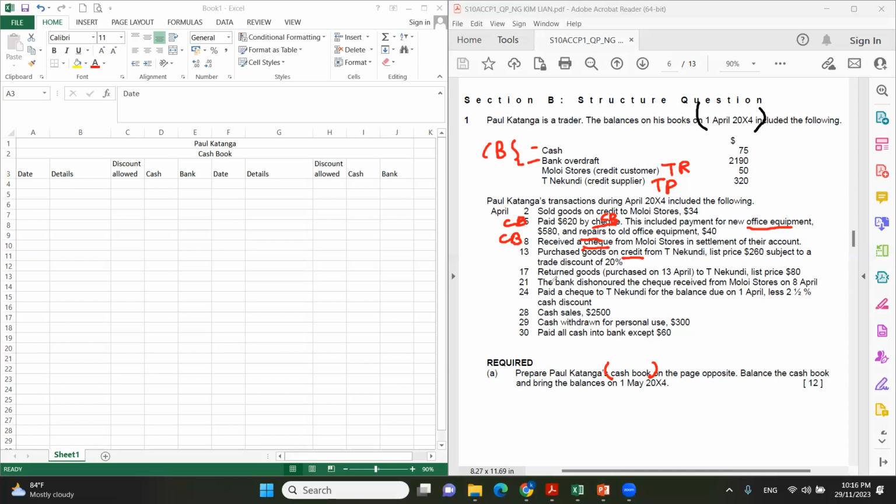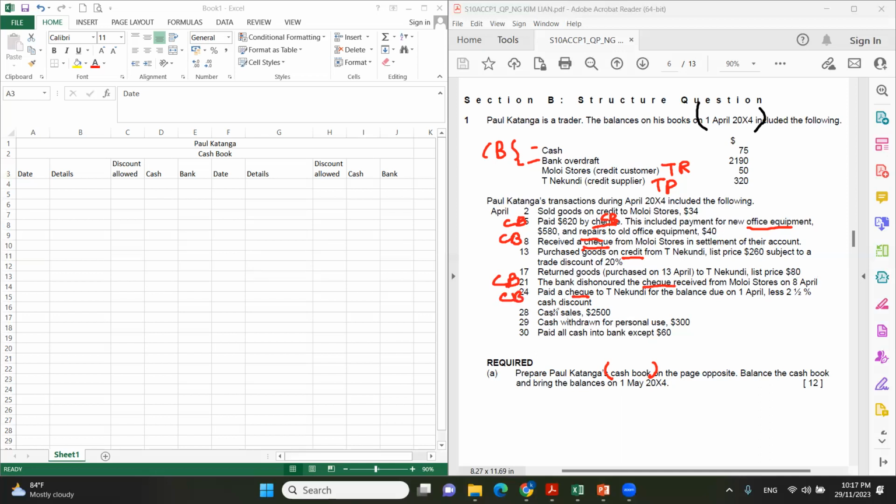21st, the bank dishonored the check received from Molloy store on 8 April. Bank dishonor means that the check received from Molloy now cannot be accepted by the bank. The moment you see the check, this is related to the cash book. Pay a check to T. Nukudin for the balance due on 1st April, less 2.5% cash discount. The moment you see the check, same thing, cash book.